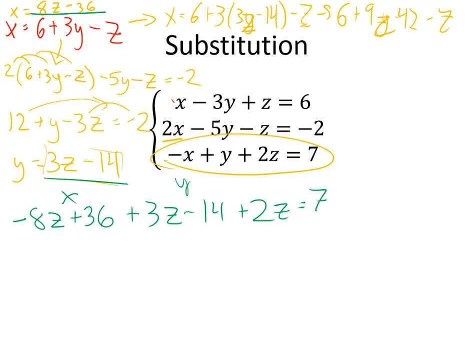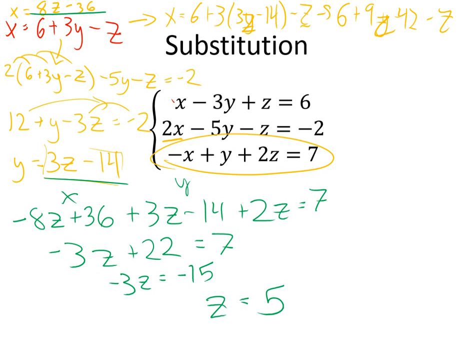Combine like terms, that gives me a negative 3z plus 22 is equal to 7. And when we simplify, we get negative 3z is equal to negative 15, which means that z is equal to 5. So z is equal to 5.